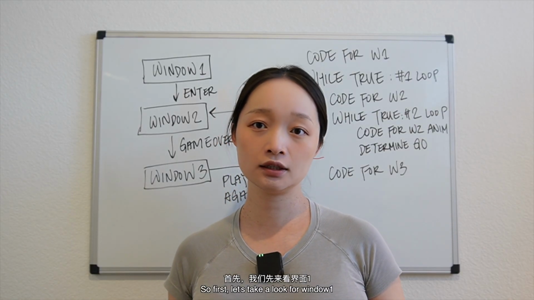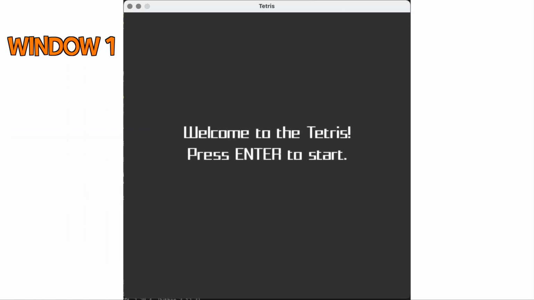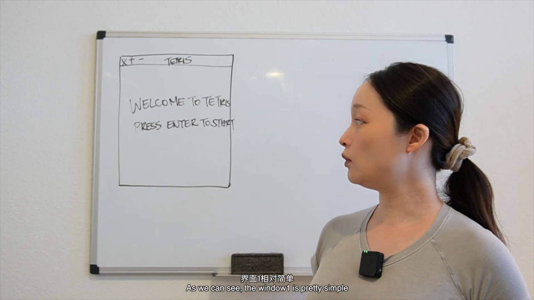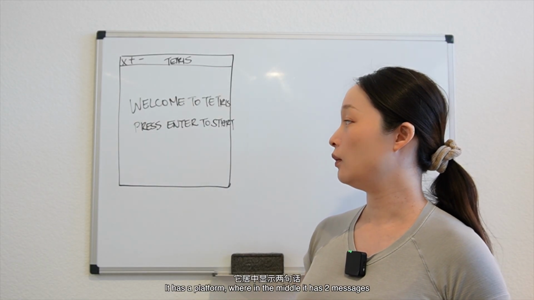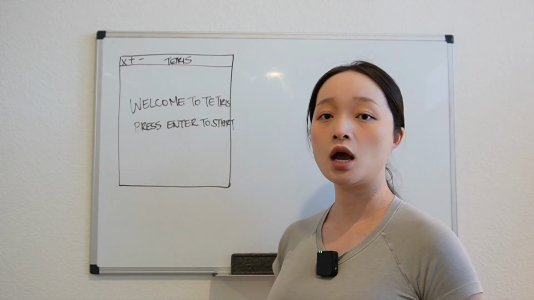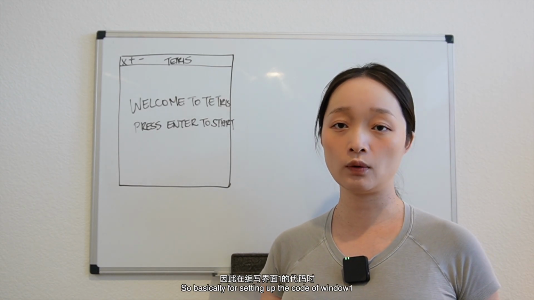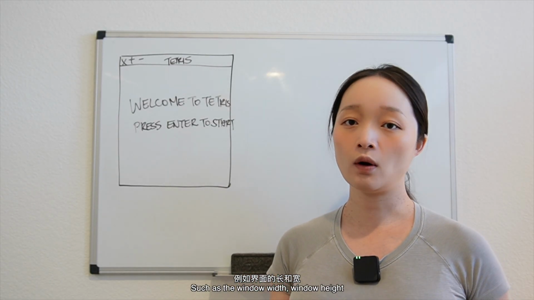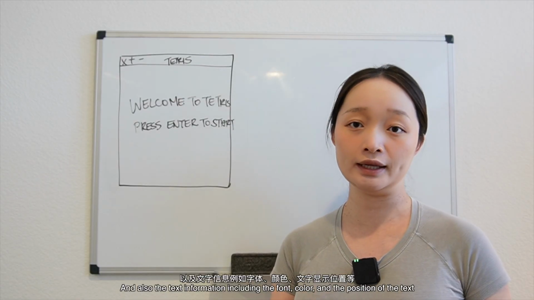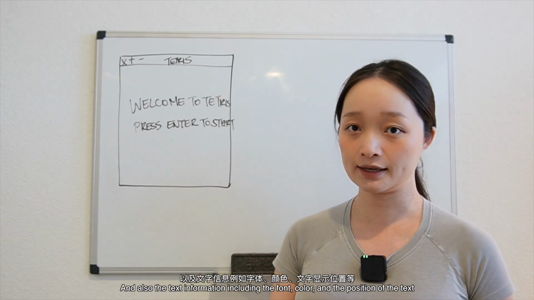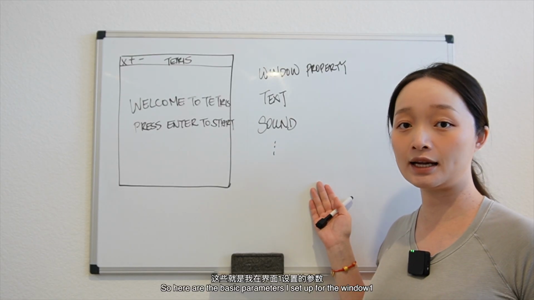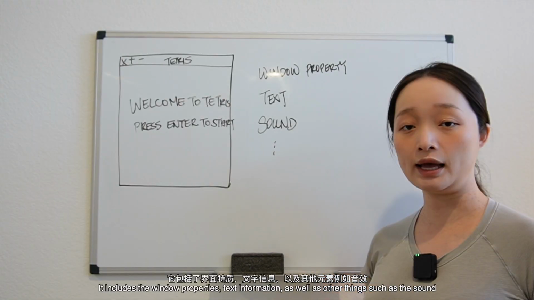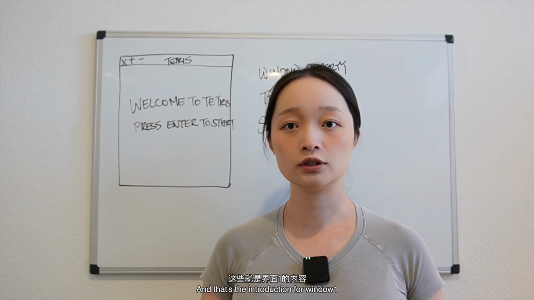So first, let's take a look at window 1. Here, I drew a simple version of window 1 on the whiteboard. As we can see, window 1 is pretty simple. It has a platform where in the middle it contains two messages. So basically, for setting up the code of window 1, what I really need is to set up several parameters, such as the window width, window height, and also the text information, including the font, color, and the position of the text. So here are the basic parameters that I set up for window 1, including the window properties, the text information, as well as other things such as the sound. And that's the introduction for window 1.